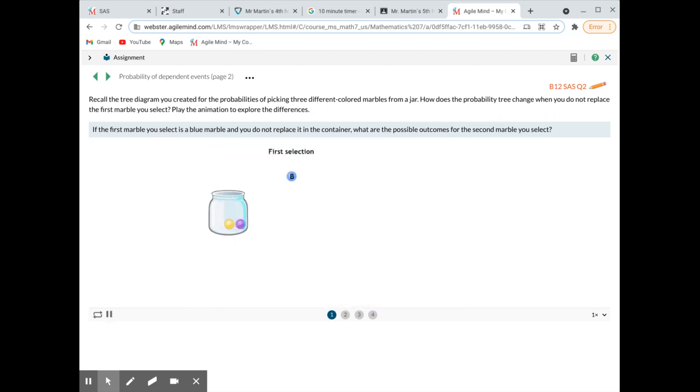If we pick a blue marble first, what are the only possible outcomes left? Probably purple or yellow one. Correct. That's it. And so our outcome would be what? If we pick blue first, what are our possible outcomes? Anyone? BY and BP? Correct. So blue and yellow and blue and purple would be our possible outcomes there.